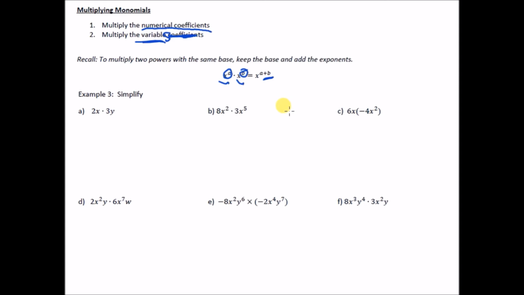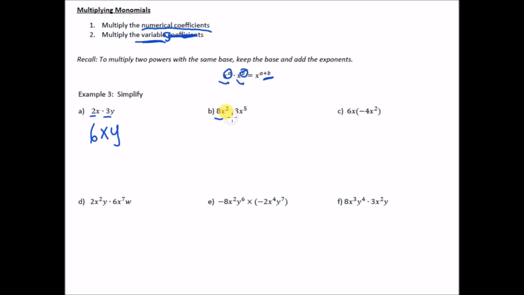Example 3, simplify. First, we multiply the 2 times 3, which is 6. And x and y are not the same variable, so we just write xy. 6xy is also 6 times x times y. These are all just multiplied.